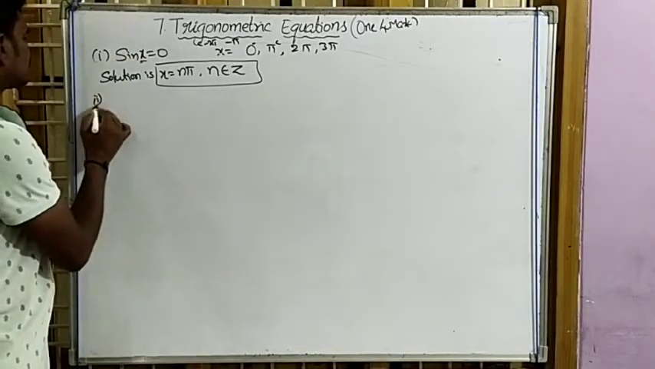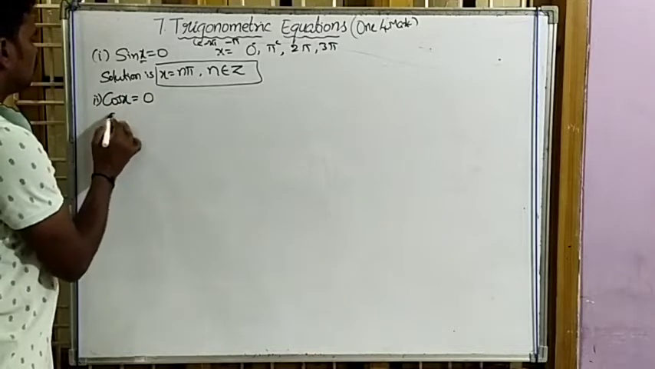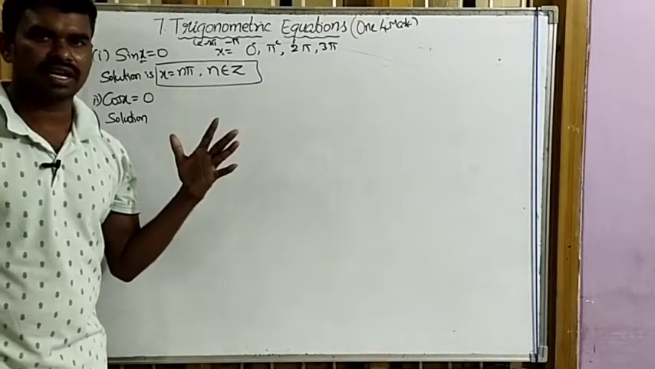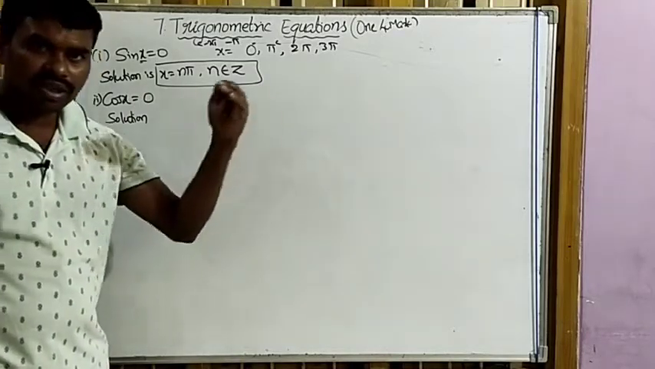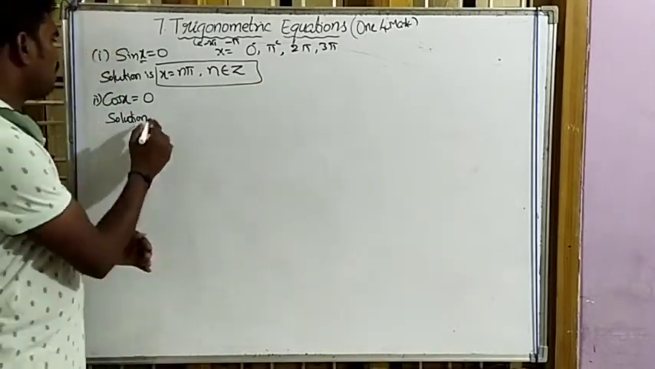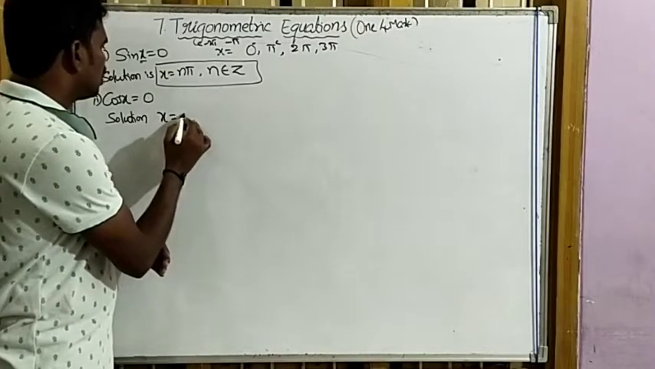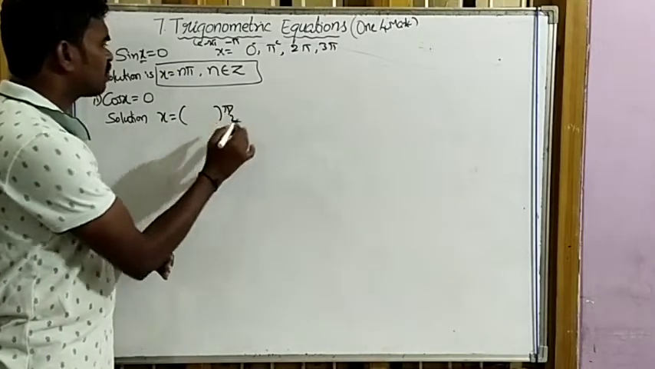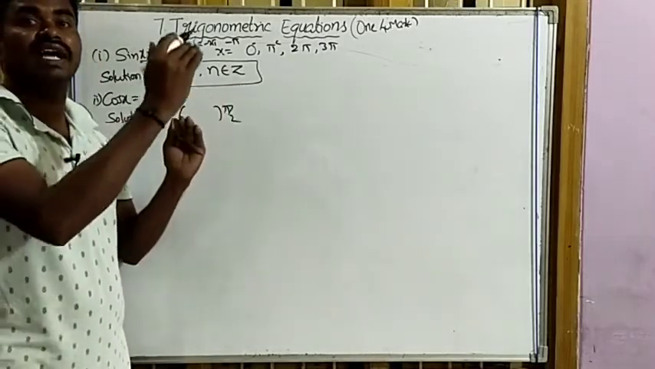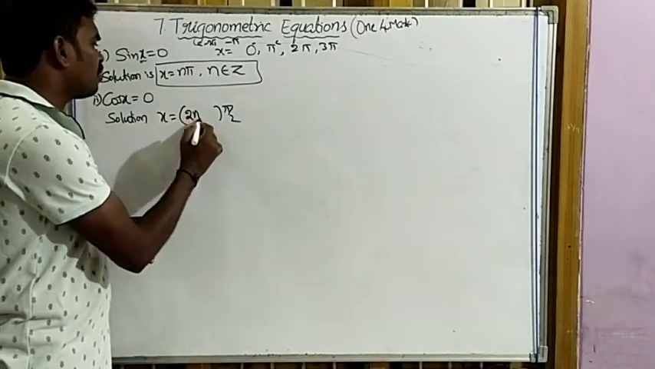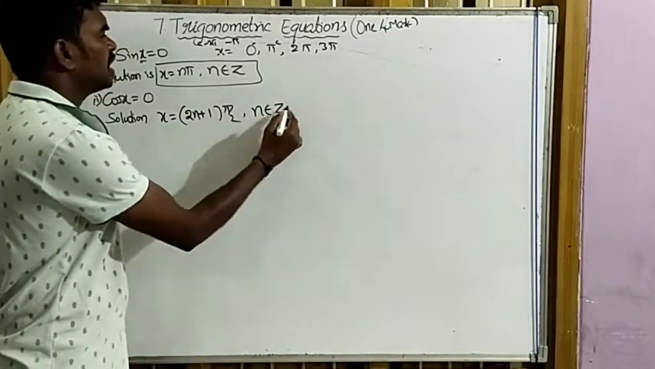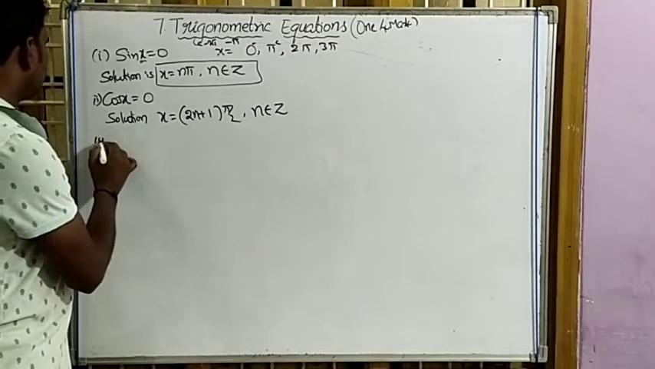Next, similarly, what is the second one? Cos x is equal to 0. For this, the solution is: cos is 0 at 90 degrees. Am I right? Very good. Cos 90 equals 0. Similarly, cos 270 is also 0. What is happening here? The solution becomes 90 times what? 1 times 90, 3 times 90, 5 times 90, and so on. 1, 3, 5, 7, that means the simplest form of odd numbers, 2n plus 1 into pi by 2. Here also n means some integer.